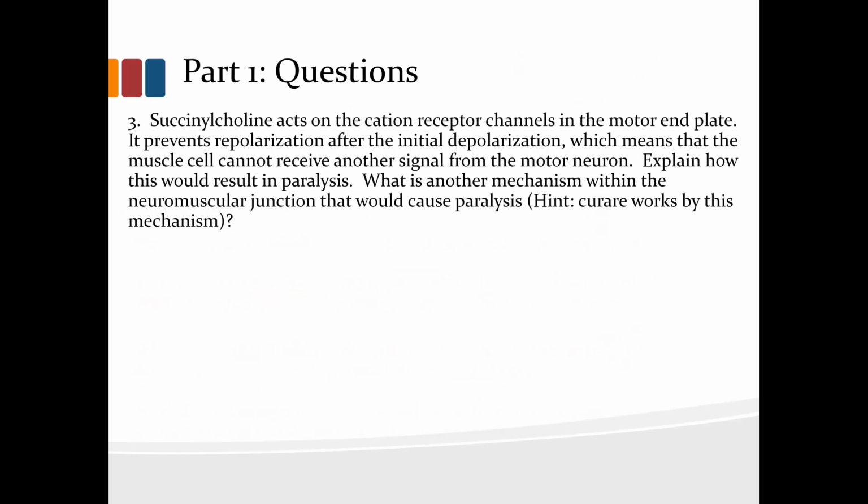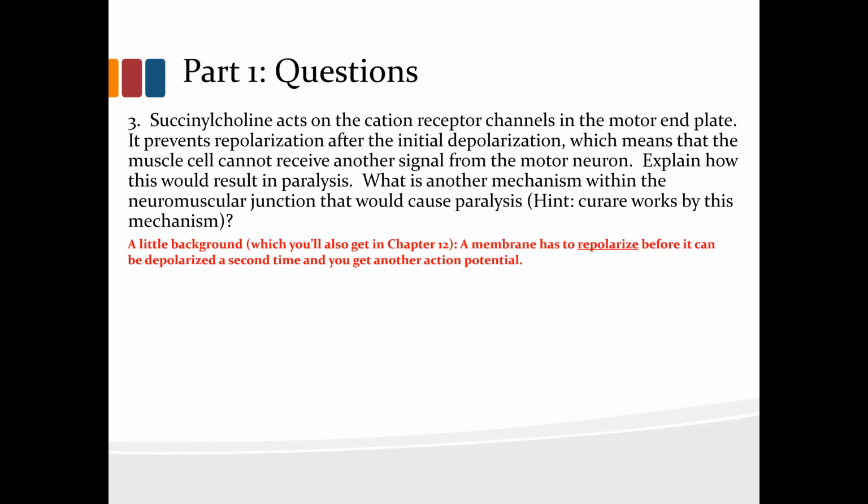Number 3, succinylcholine acts on the cation receptor channels in the motor end plate. It prevents repolarization after the initial depolarization, which means that the muscle cell cannot receive another signal from the motor neuron. Explain how this would result in paralysis. What is another mechanism within the neuromuscular junction that would cause paralysis? Hint, curare works by this mechanism.